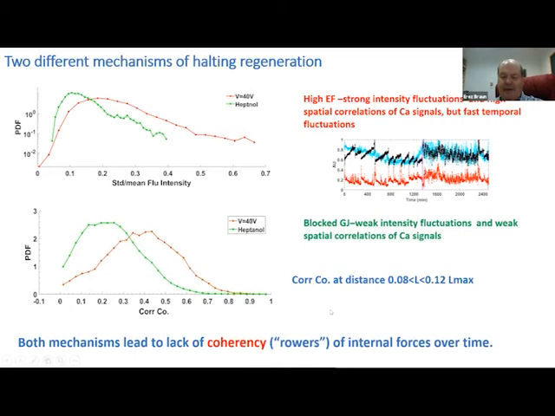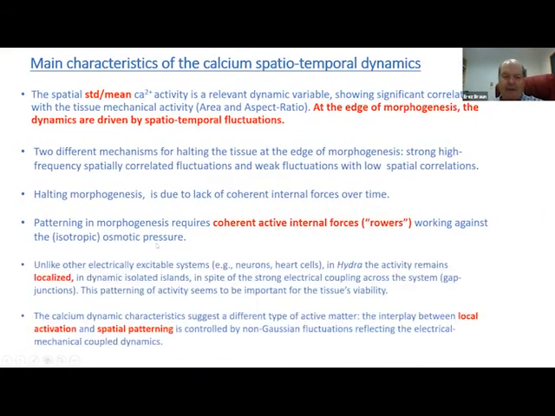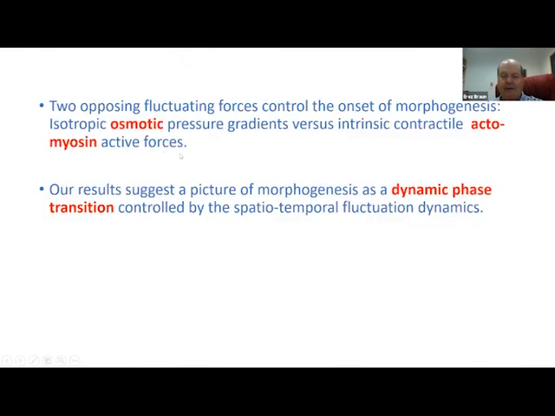And this leads to a picture of the reason these two different mechanisms halt regeneration or halt the morphogenesis, which is summarized here. There are two opposing forces in the system. One is the osmotic pressure that gives tension to the tissue and wants to inflate it. And there are the internal forces by the actomyosin system. This is the active part of the system that opposes the osmotic pressure and can be directional.